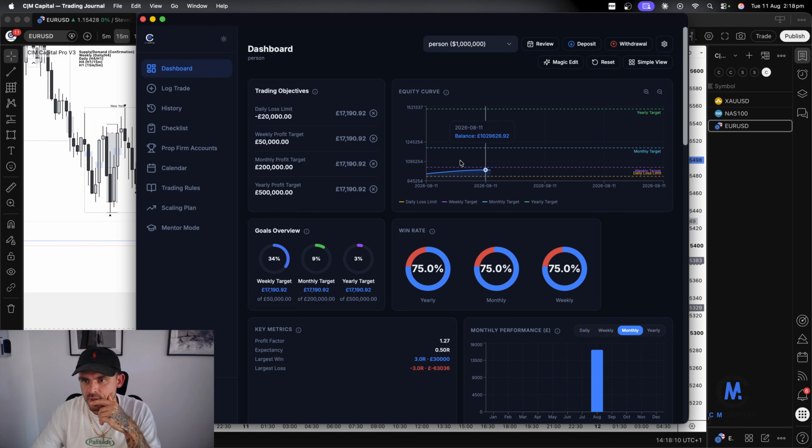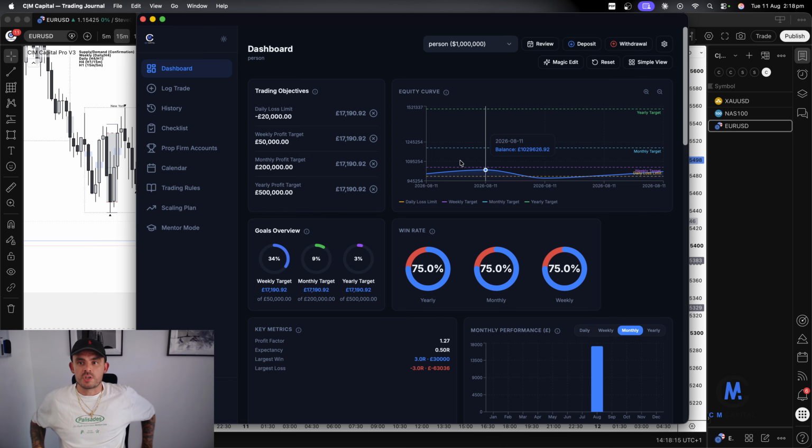So that is that. But that is it, guys. I don't know what else to go into because we've literally gone through everything. So we've got the mentor mode, the scaling plan, which is more something fun and just to help you keep track of where you are in your personal account. Obviously, that scaling plan doesn't link to your funded accounts or your prop firm accounts. It's just linked to your personal account.